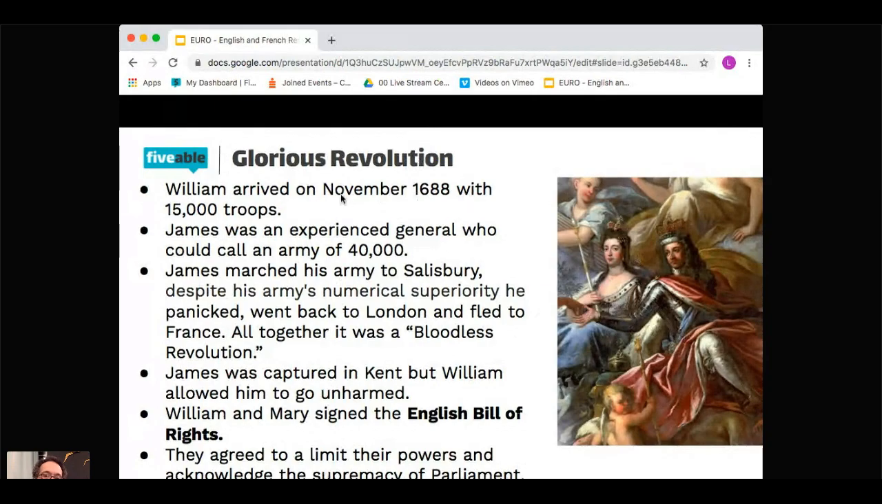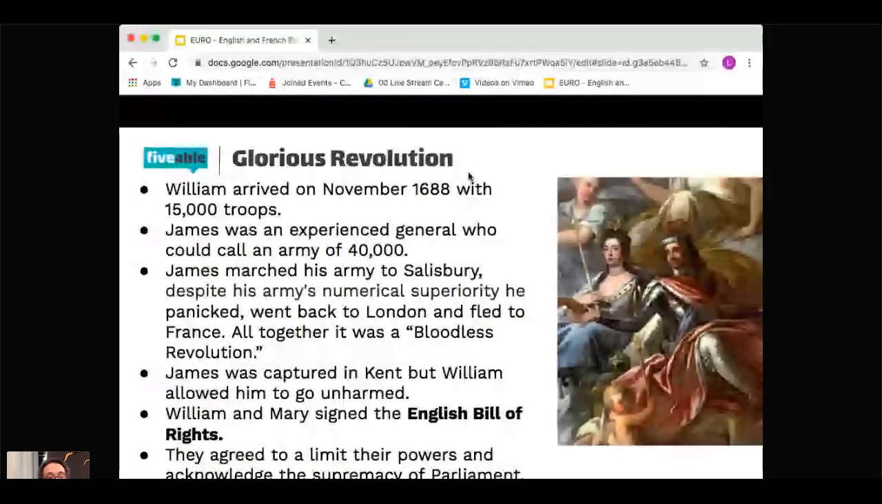So he lands in England with 15,000 troops in 1688. And James, by the way, was an experienced general. He fought in many battles. He was very, very good. And he had a bigger army, but we don't know exactly what happened with James. He basically kind of fumbled before the battle and decided just to run away from the battlefield. So this is what is glorious about the Glorious Revolution, that there was no major battle. Basically, William and Mary came over, and James basically fled to France.